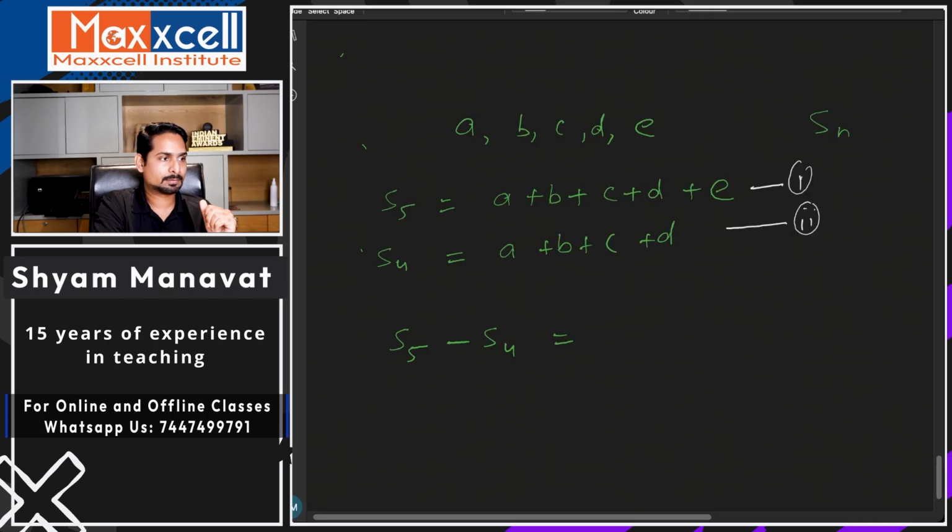First and second: sum of 5 terms minus sum of 4 terms. What do you get? A cancels, B cancels, C cancels, D cancels. You get only E here, right? And what is E? E is the 5th term in the series. 1, 2, 3, 4, 5.